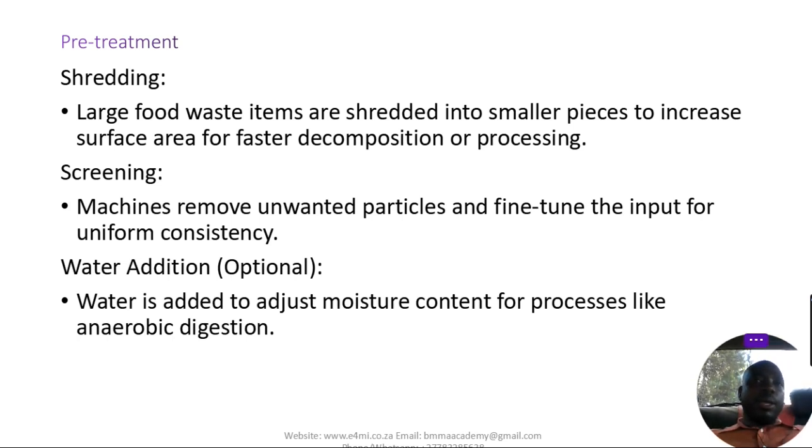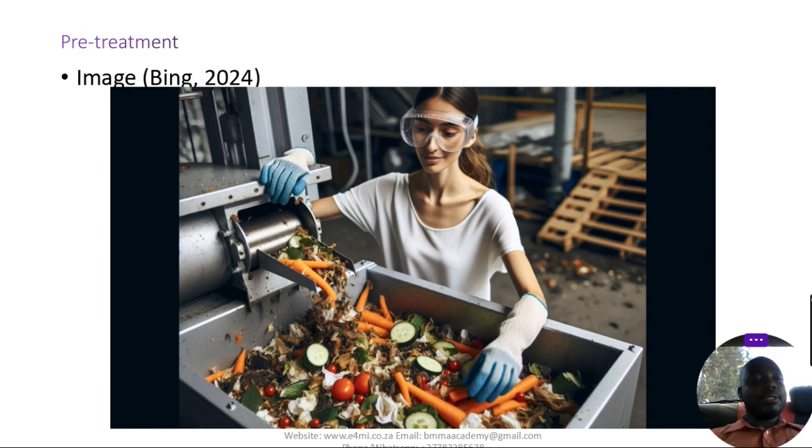Before we process the food any further, we take it through a process called pre-treatment, where the large food waste items are shredded into smaller pieces to increase the surface area for faster decomposition or processing. We also screen the food. Machines remove unwanted particles from the food and fine-tune the input for uniform consistency. We can also consider adding water just to adjust the moisture content for processes like anaerobic digestion.